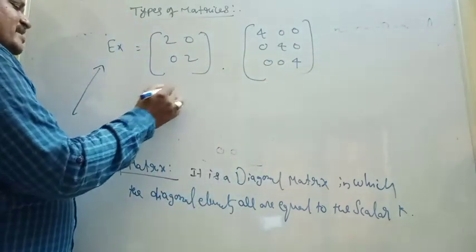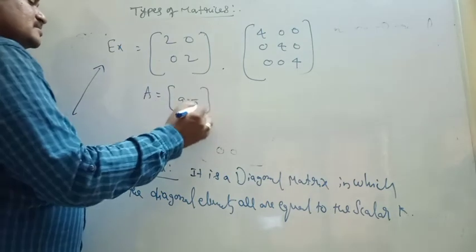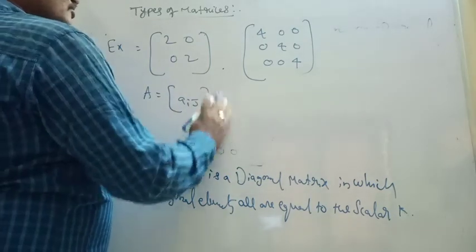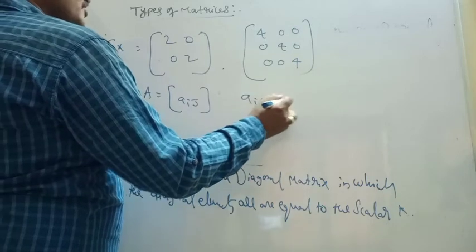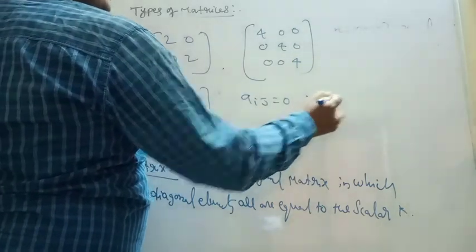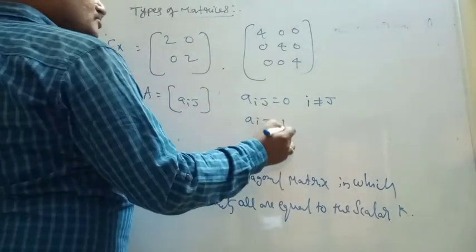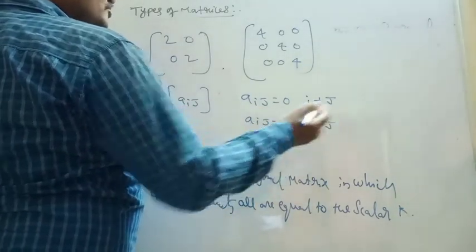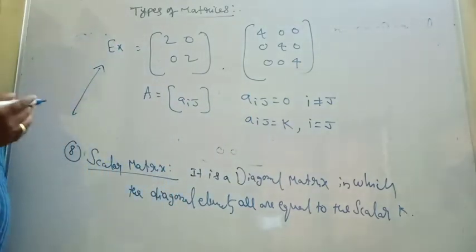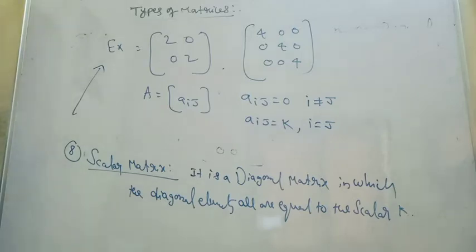That means how we will define A as Aij such that the elements Aij equal 0 if i is not equal to j, and Aij is equal to some scalar k when i equals j. This is an example of a scalar matrix. Now we understood a diagonal matrix is a square matrix in which the non-diagonal elements are 0. A scalar matrix is a diagonal matrix in which the diagonal elements all are equal to one scalar.